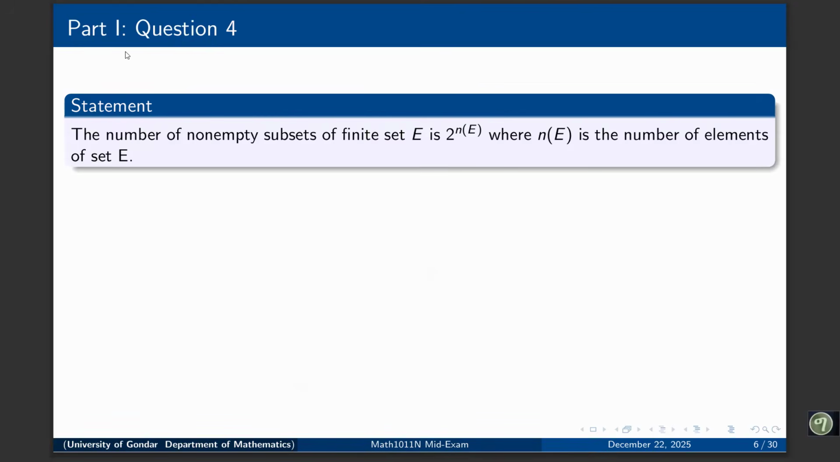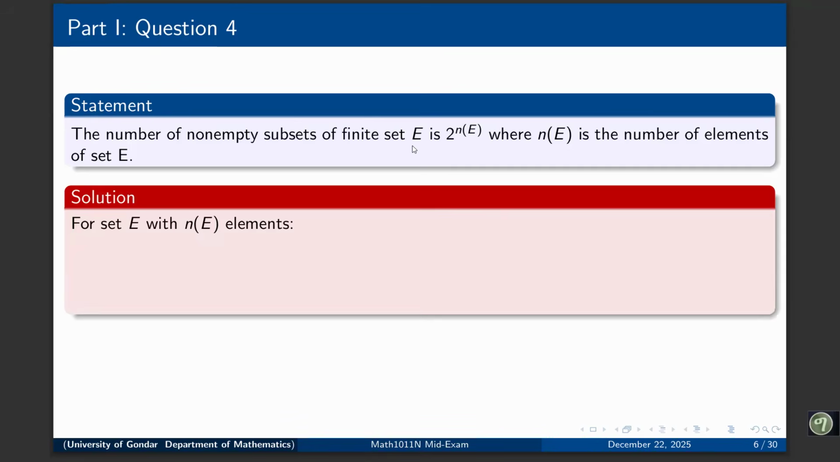The next one is question number 4. The number of non-empty subsets of a finite set E is 2 to the power of n(E), where n(E) is the number of elements of the set E. To know the number of subsets of a given finite set, all the possible subsets of the set E will be obtained by using the formula 2 to the power of n(E), where n(E) stands for the number of elements of the given set E.